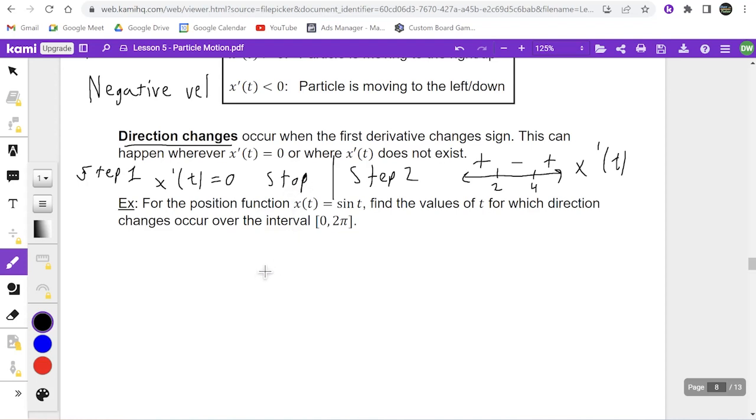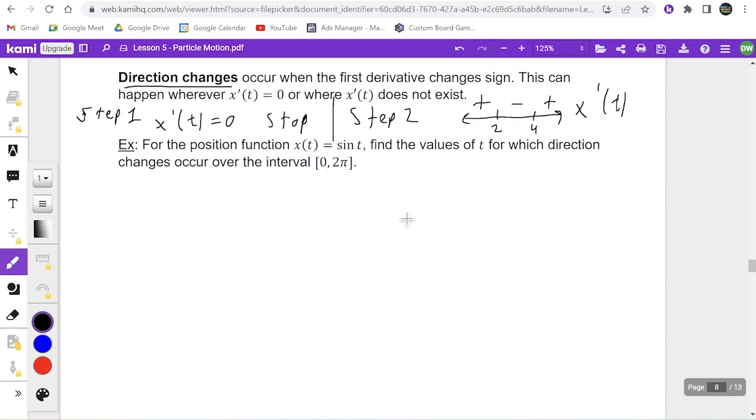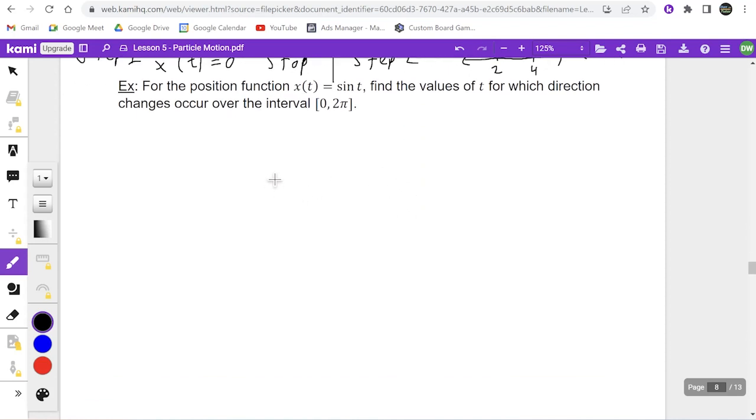Anyways, the next thing we're going to do is, for the position function x of t, find the values of t for which the function changes direction over the interval 0 to 2 pi. So, like we just said, this is a two-step process. Step 1, x prime of t equals cosine t, right? And we need to set that equal to 0 and solve for t. Can someone tell me how to solve for t here?